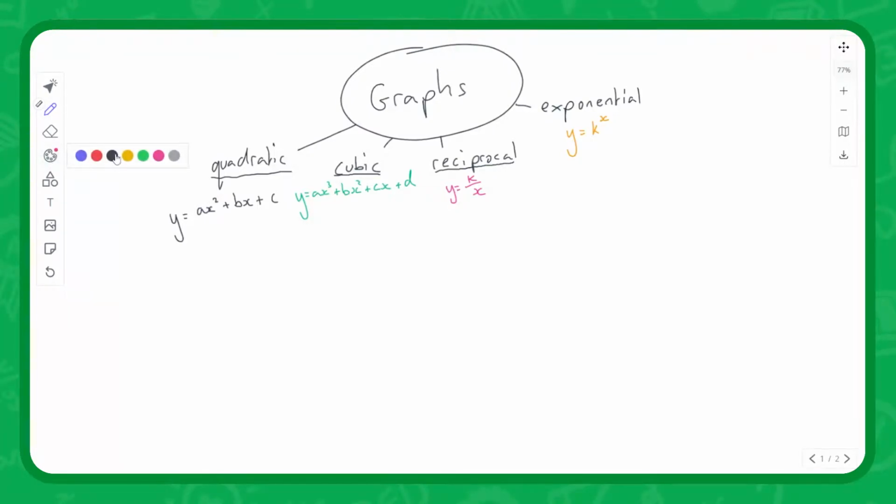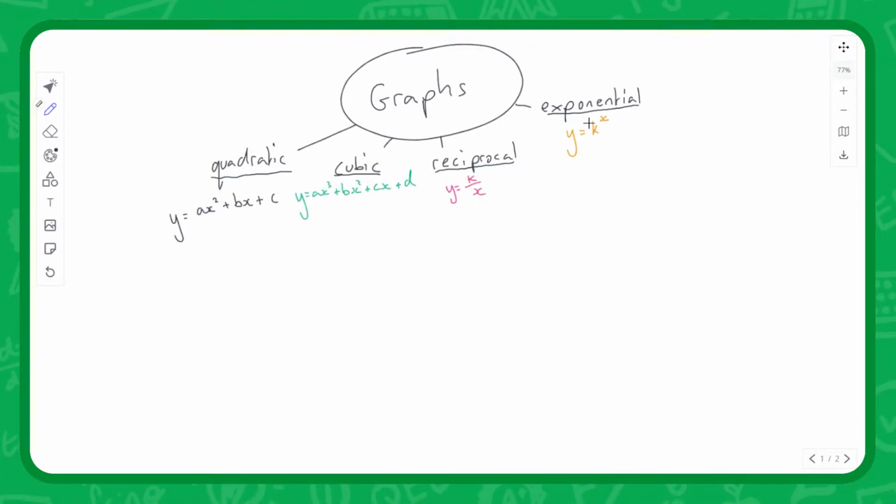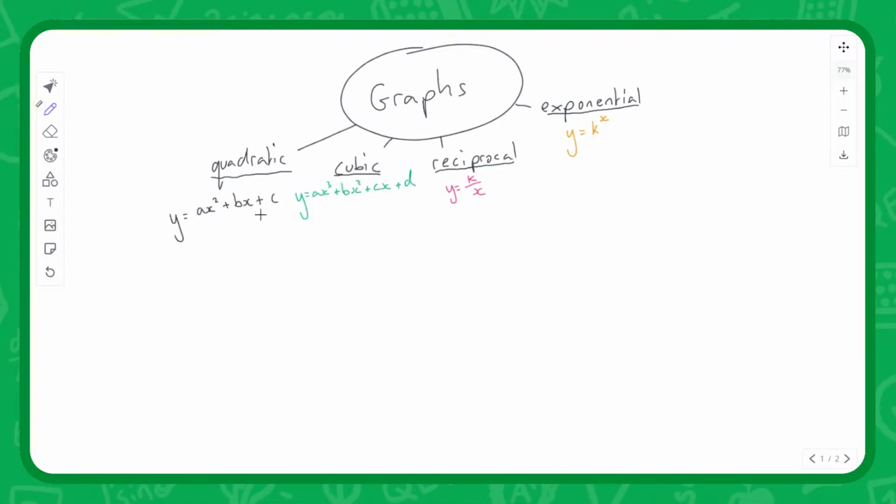And finally, we've got exponential. So exponential is where x is in our exponent or in a power of something. In this case, I've used k as the constant. So let's look at quadratic first.